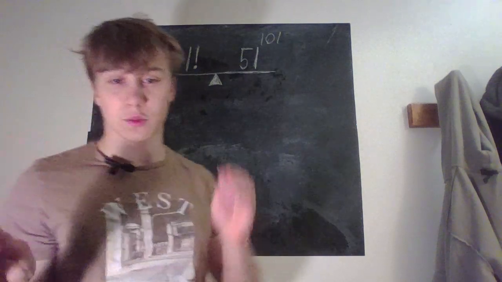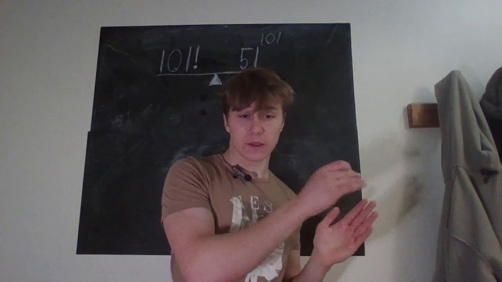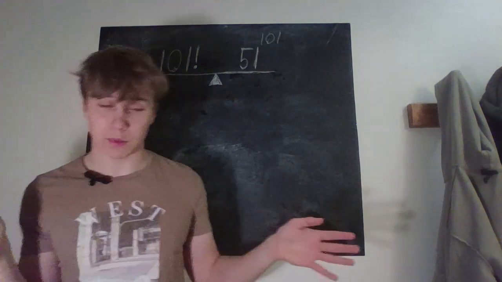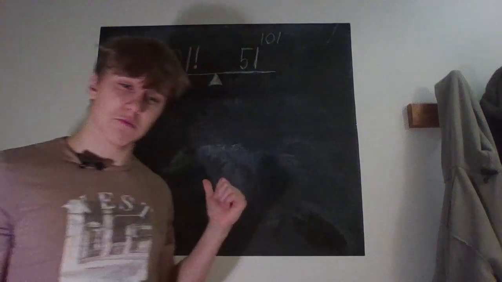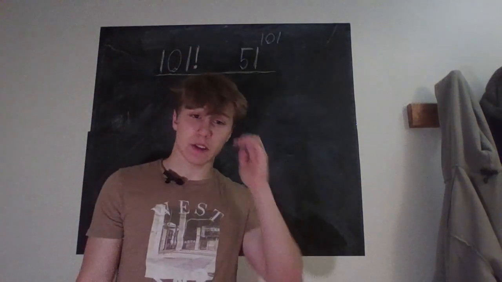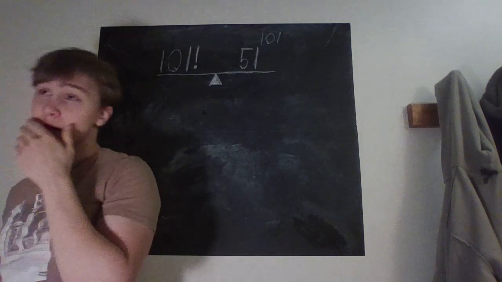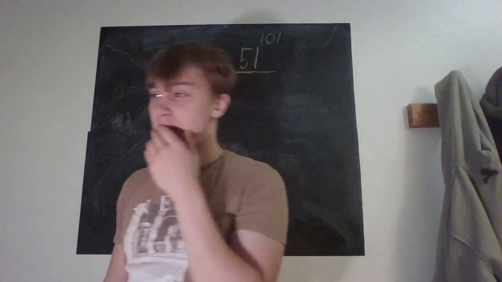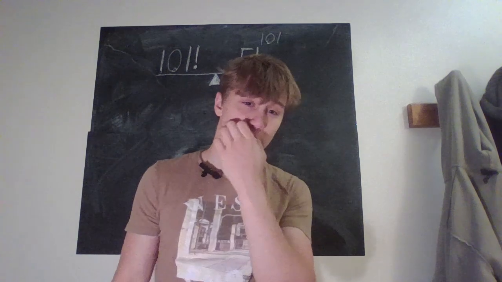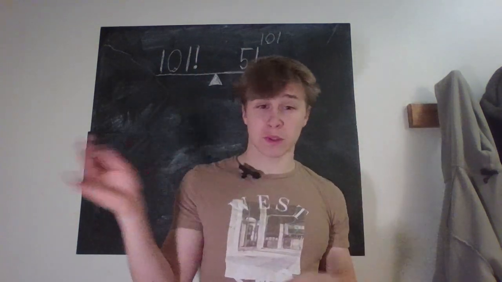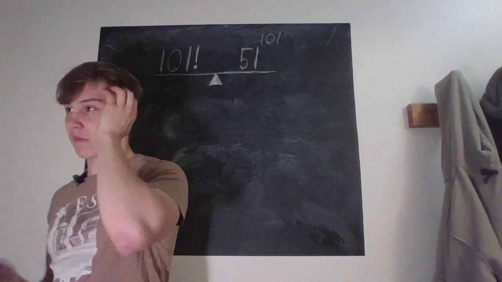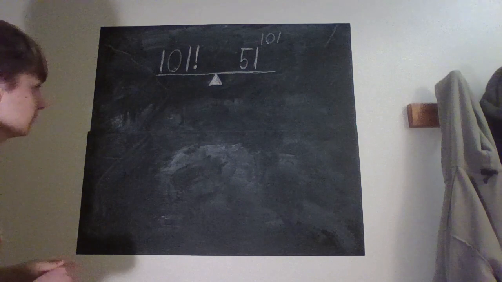So 101 factorial, that's everything up to 101 multiplied, and 51 is basically in the middle. So this doesn't seem that obvious though. One would guess maybe that 101 factorial might be bigger, it might also not be bigger, because it's split in the middle and it's multiplication, so it's not that intuitive to guess, at least. It could be either way.